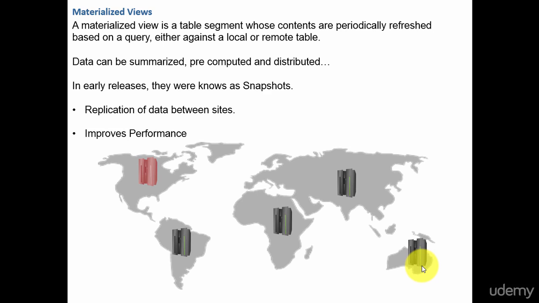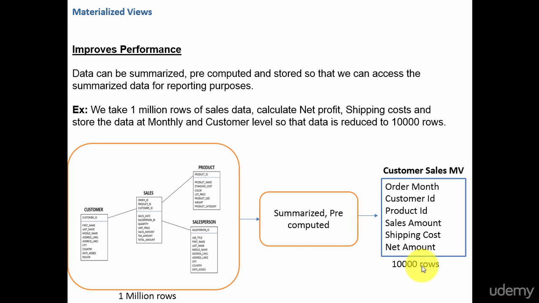And the other example, improves performance. Suppose you have this data model where you have about 1 million rows. Think about it. Whenever you are querying the data and saying, give me the profitability by month, by customer and by product, you have to query those million rows to summarize and produce the result. Will the retrieval be fast? No, right? Because it has to process those 1 million rows.